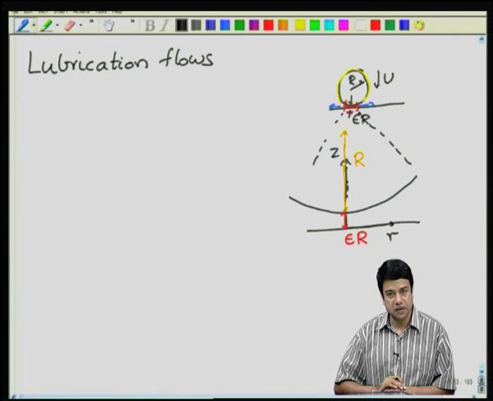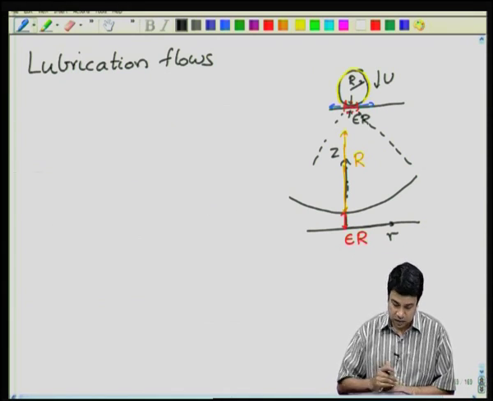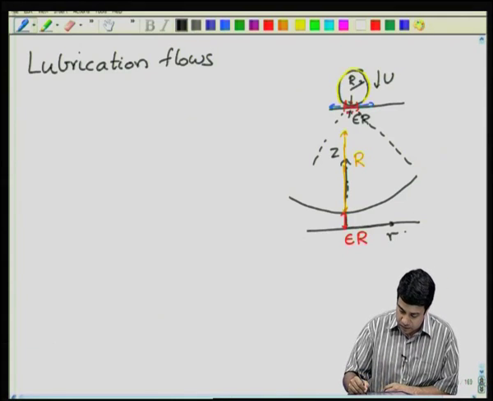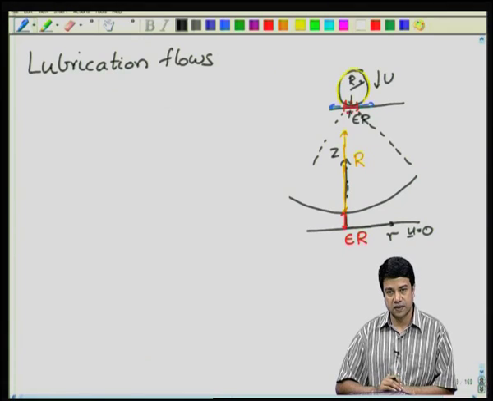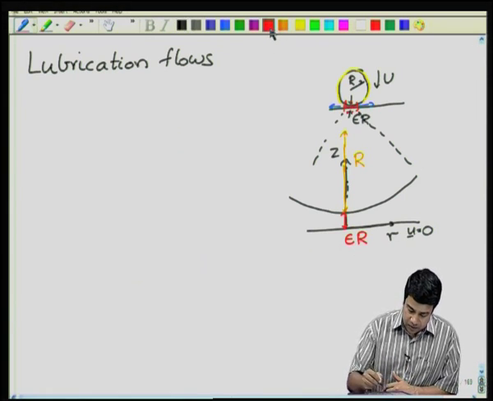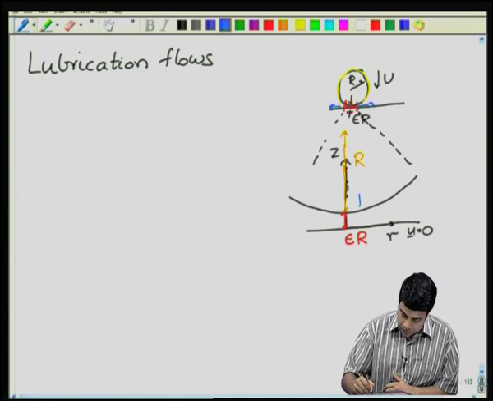First thing, we have to specify the boundary conditions. Okay. On the bottom surface, which is stationary, the velocity of course has to be equal to 0. So, u vector is equal to 0 on the bottom surface. That is, both u r and u z are both 0 on the bottom surface. The sphere is coming down with a velocity u.